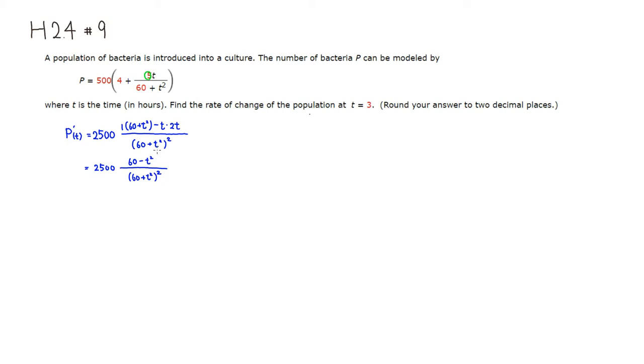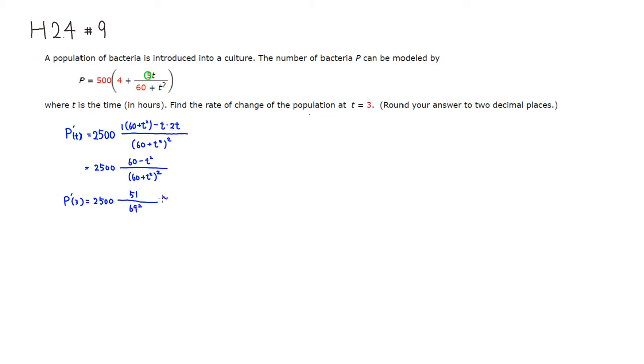Then what we want to do is plug in t equals 3. So we need to compute that. We're going to have 2500 over, so you have 60 minus 3 squared, so 60 minus 9, which is 51, over 60 plus 9, so 69 squared.